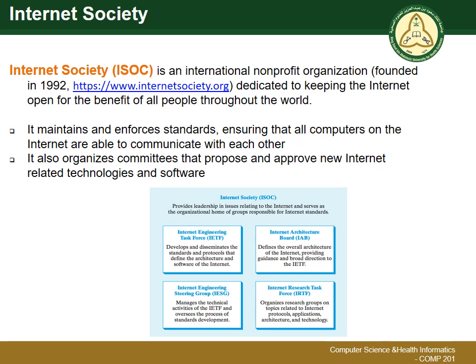It also organizes committees that propose and approve new internet related technologies and software. Under the umbrella of the Internet Society, we have four different organizations. First, the Internet Engineering Task Force, IETF. What is actually the purpose of this organization? The purpose of it is to be the leading internet standards body and protocols that define the architecture of the internet.